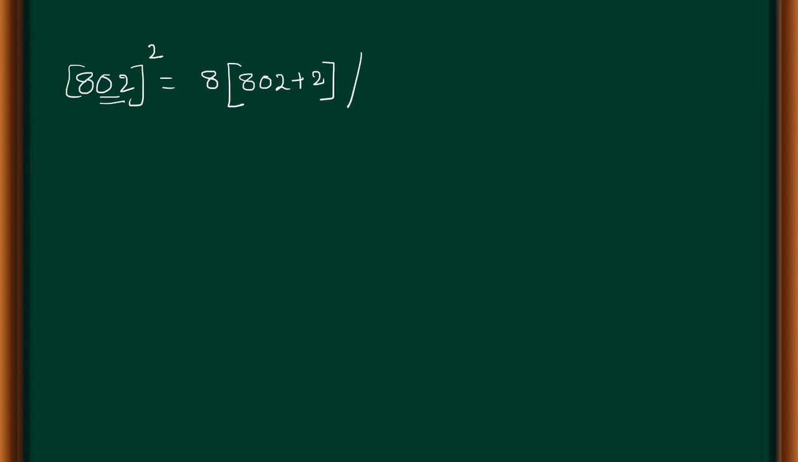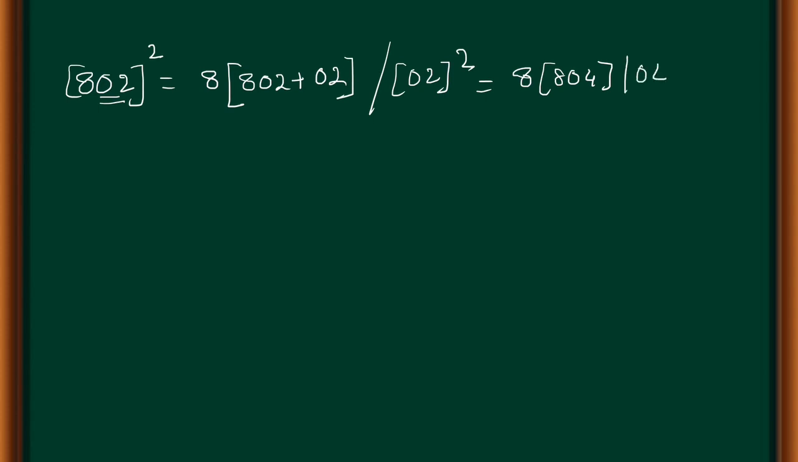And this side is going to be whatever. Okay, let me do one thing. Let me write plus 02, correct? Plus 02 because that is the extra one, correct? And this side we write down 02 square, correct? Now what do we have here? Simply this is 804. So this is 8 into 804 and this is 04, correct? So 8 eights are 64 and 4 eights are 32 and this is 04, correct?